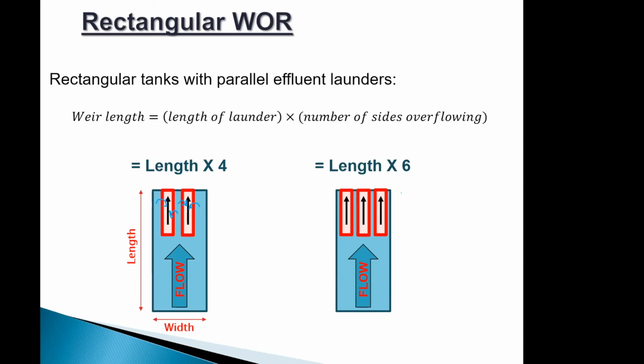In this example on the right, if I've got 3 effluent launders, again, each one has 2 sides. So my weir overflow length is going to be the total length of the launder times 6, because I'll have 6 sides that are being overflowed.